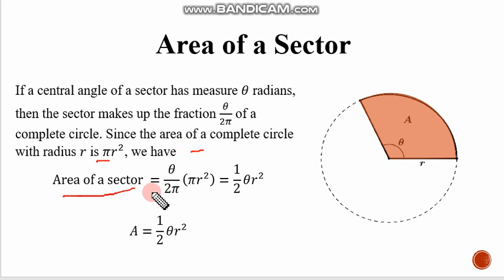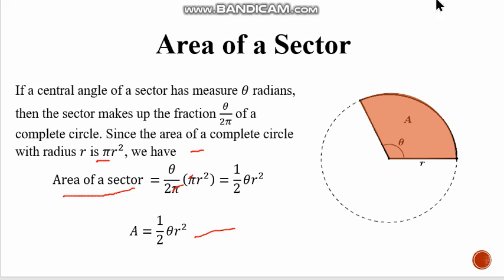So we can identify the formula to get the area of a sector. The fraction, which is theta over 2 pi, times the area of the circle, which is pi r squared. So the pi cancels, and that's 1/2 theta r squared. So the area of the sector has this formula: 1/2 theta r squared.